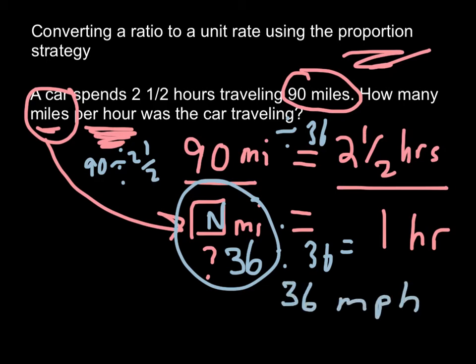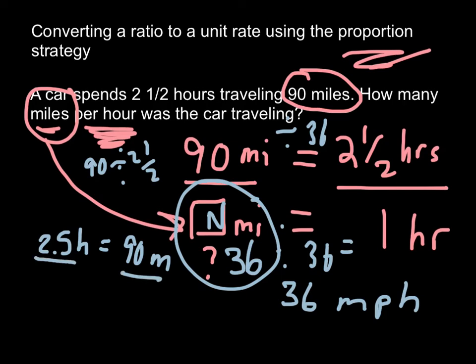I just realized I kind of misspoke. I said that in problems like this, I like to put my lower value on the left-hand side. I actually put the higher value, 90, on the left-hand side. It forced me to divide instead of multiply. If I were to put the lower value on the left-hand side, the proportion would look something like this. 2.5 hours is equal to 90 miles traveled.